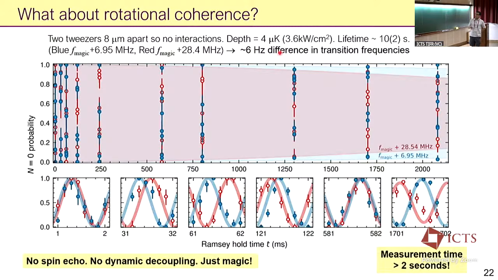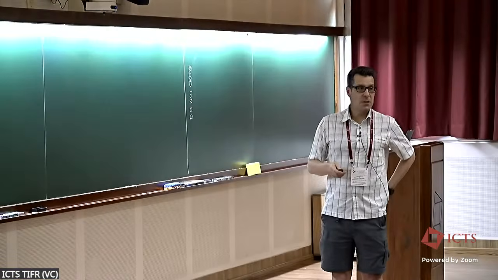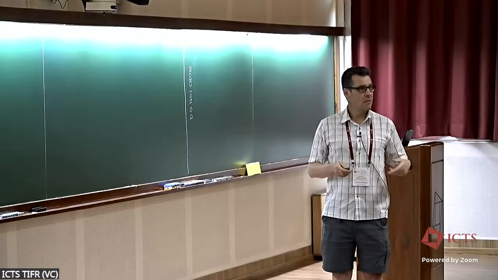Note, we measure a 6 hertz difference in the transition frequency for these 2 frequencies. Why do I have 2 frequencies? Because these traps are generated with an AOD, so they have to have different frequencies. And this 6 hertz difference will be important. Okay, well, first of all, we have to get rid of it. So now we're in a position, we've got long rotational coherence on individual molecules.